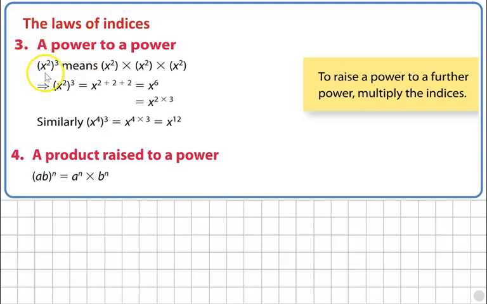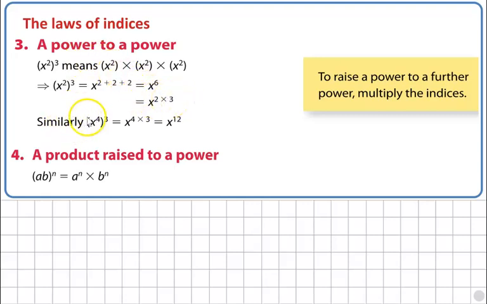So x squared raised to the power of 3 means x squared by x squared by x squared, so 3 times. And x squared by x squared by x squared, here we're multiplying powers with the same base, so we add the powers. So 2 plus 2 plus 2 is 6, so we get x to the power of 6. But a quicker way to do it is to just multiply the powers. So x squared raised to the power of 3 is going to be x to the power of 2 times 3, which is 6.